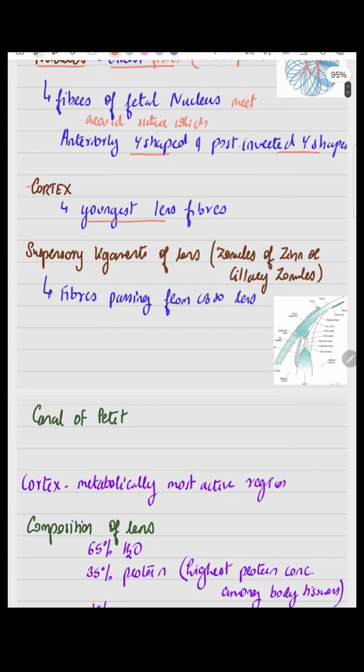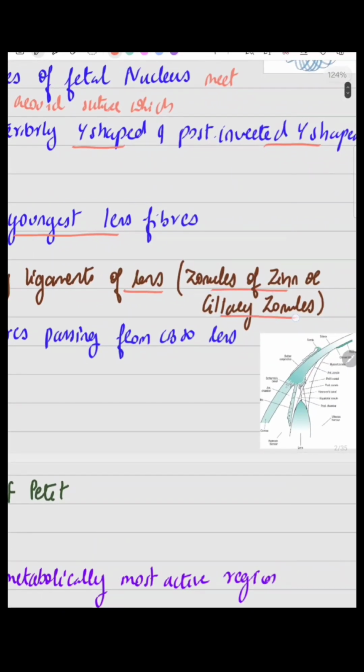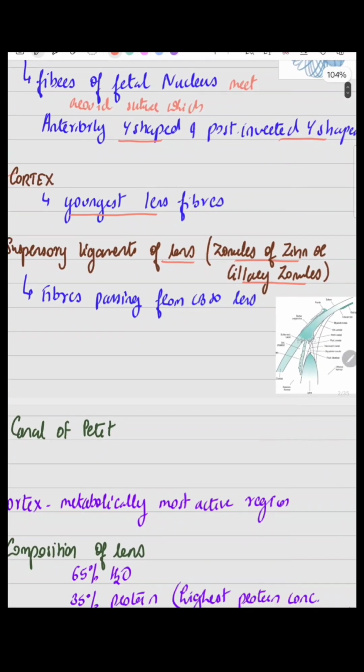Next, coming to the suspensory ligament of the lens, that is the zonules of Zinn or the ciliary zonules. These are the fibers passing from the ciliary body to the lens. It holds the lens in position.